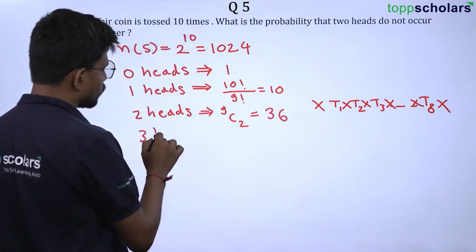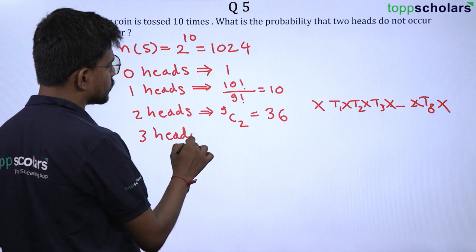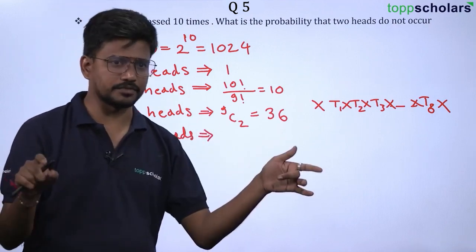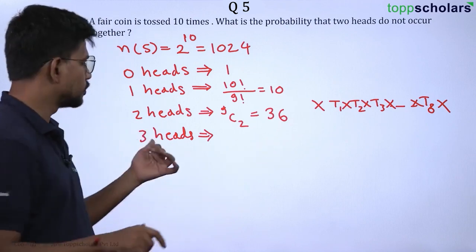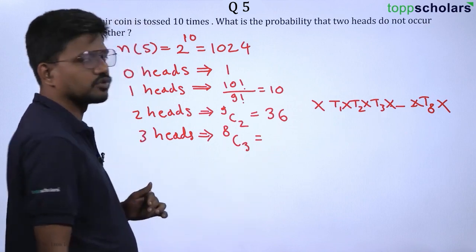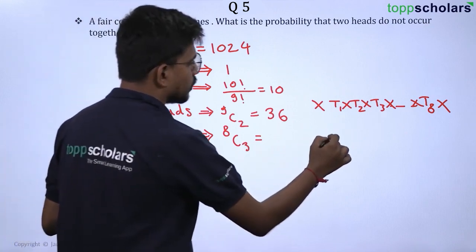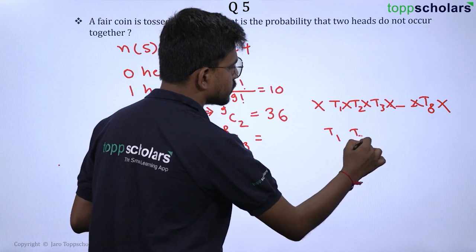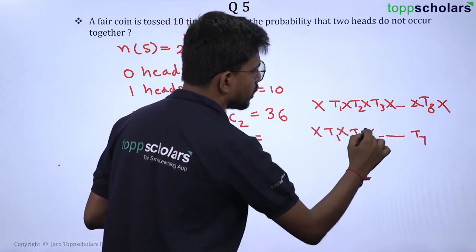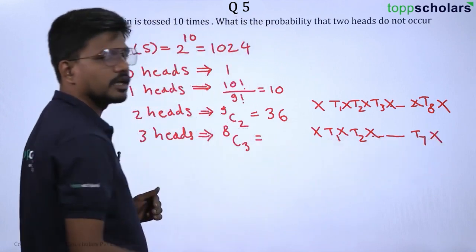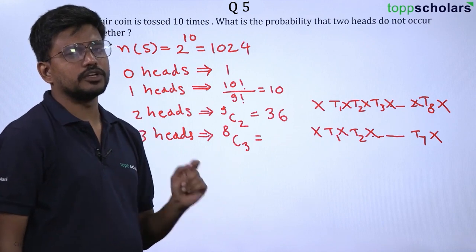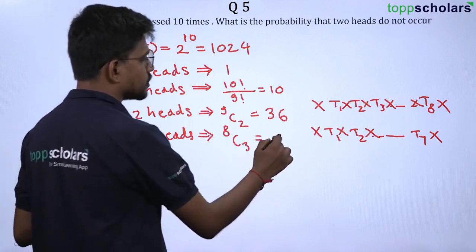Then 3 heads. If there are 3 heads, that means there are 7 tails. 7 tails are going to give how many gaps? 8 gaps, and out of 8 gaps, how many do you select? 3 heads, you select 3. So it will be 8C3. Let me first show this. If you have 7 tails, something like this, then there are how many gaps? 1, 2, 3 and such 8 gaps will be there, right? Out of those 8 gaps you select 3. So 8C3 will be 8 into 7 into 6 upon 6. So it will be 56, right?